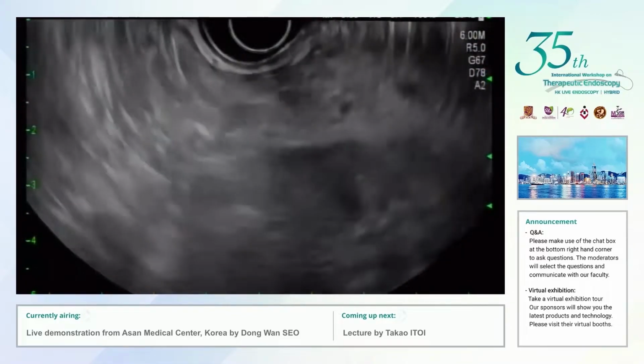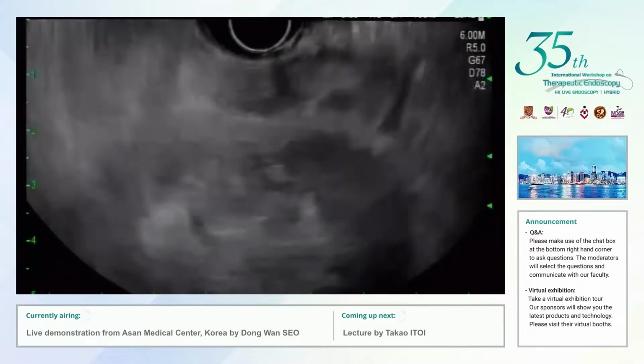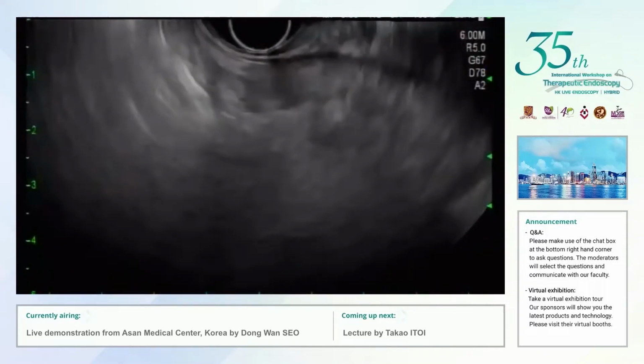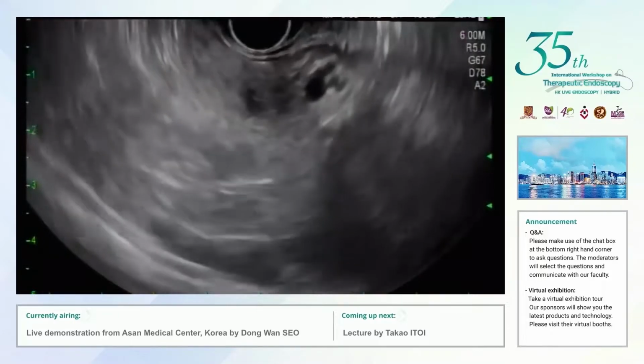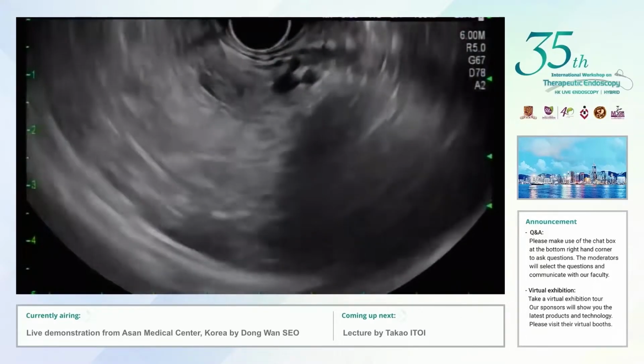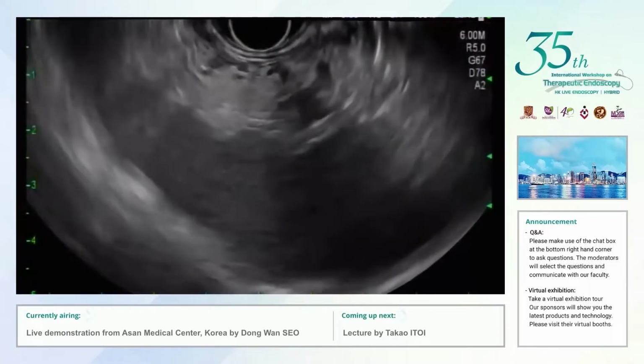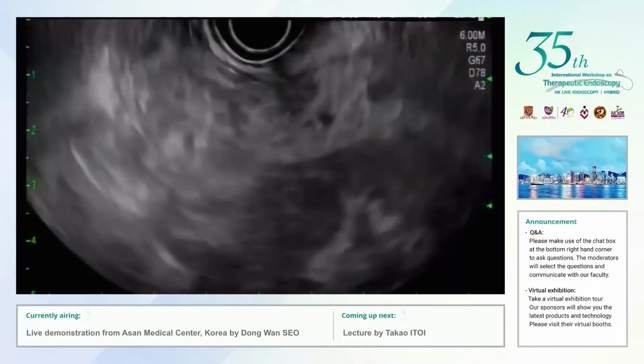But the pancreatic parenchyma looks fairly normal. And now this area is the tail of the pancreas. Now we can see the splenic hilum here. We observed to the tail of the pancreas.